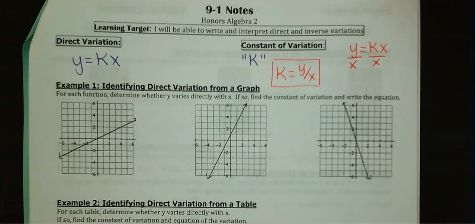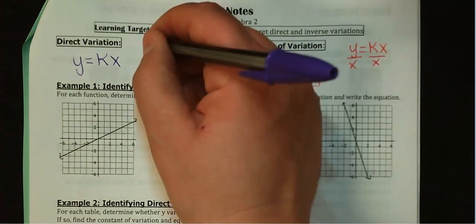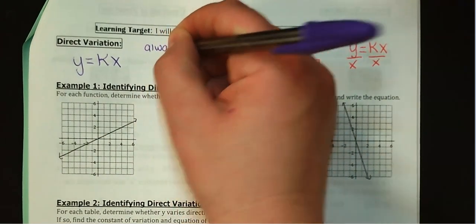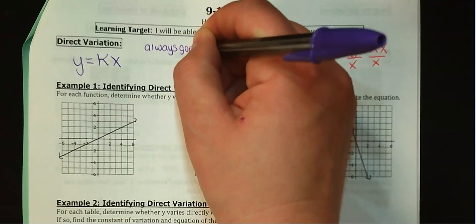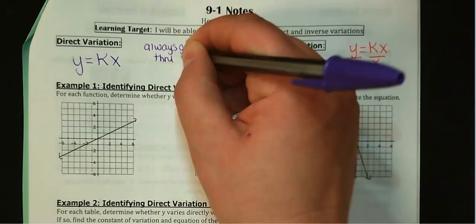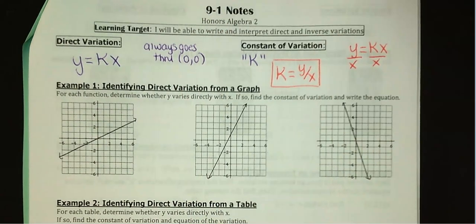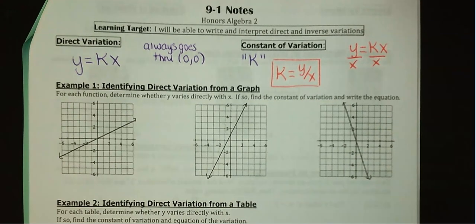Now, the only other thing that maybe would not be super obvious is that a direct variation always goes through one point. If you have a graph, it always has to go through 0, 0, no matter what the k value is, because it's just some number times x. If I plug in 0 for x, no matter what I multiply that by, the y value is 0. So the easiest way to tell if a graph is a direct variation is if it goes through the origin.